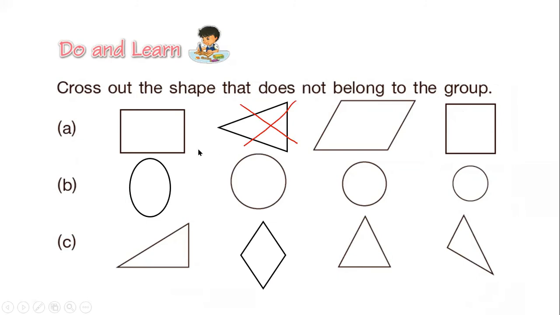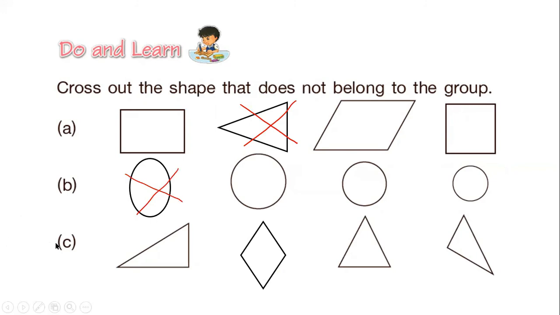Okay. Look at part B. What is this? This is an ellipse, but this is a circle, this is a circle, and this is a circle. So what do you have to cross out? Yes, you have to cross out the ellipse.